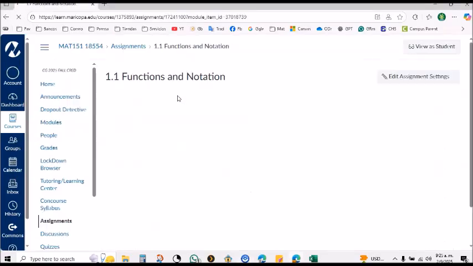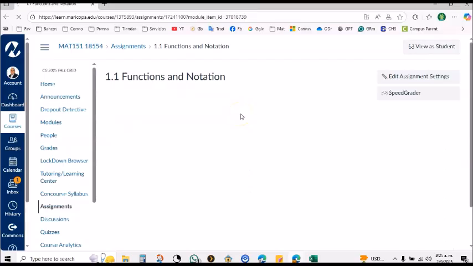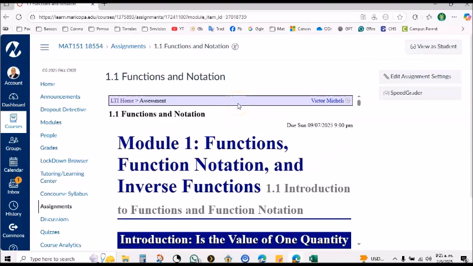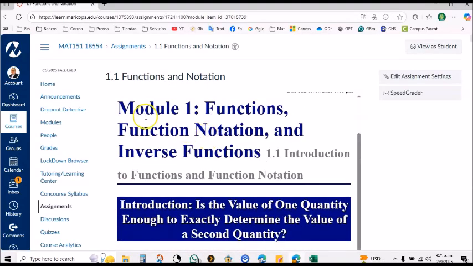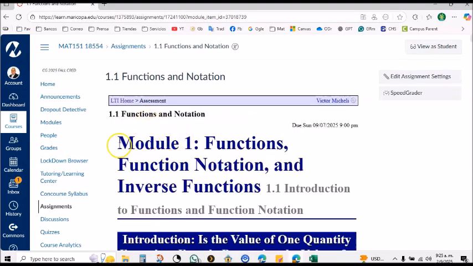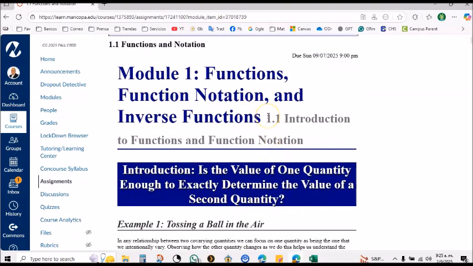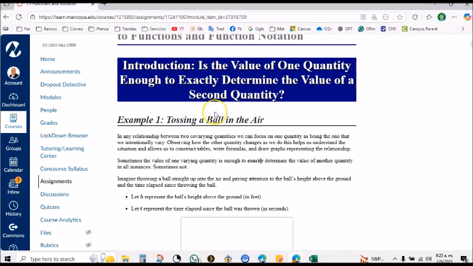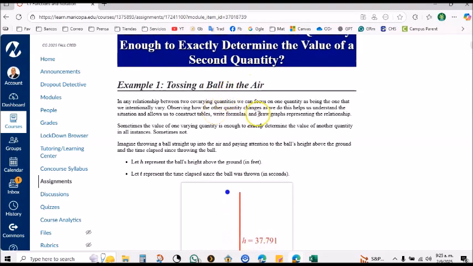For example, here. First, you have to log in, of course. Then you have to start reading everything. So about the module 1 functions, function notation and even function, we're going to start covering introduction to functions and function notation. So you have to start reading everything and answering those questions.